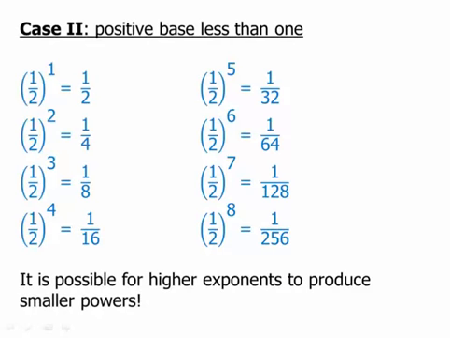It's possible for higher exponents to produce smaller patterns. So in other words, as we raise the exponent higher and higher, it's possible for the overall power to get smaller and smaller and smaller. And so this is an important thing to keep in mind. When we have a base between 0 and 1, a positive base less than 1, then we're going to be following a very different pattern for exponential growth than if the base were more than 1.